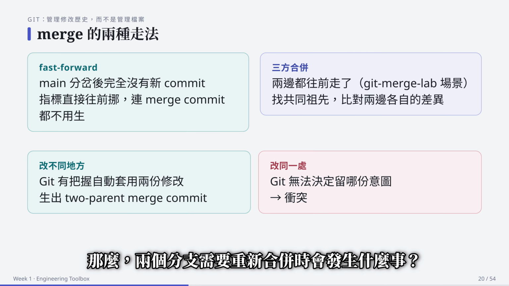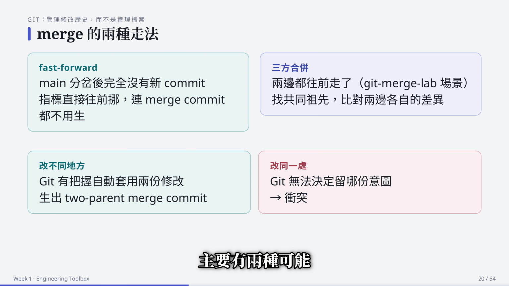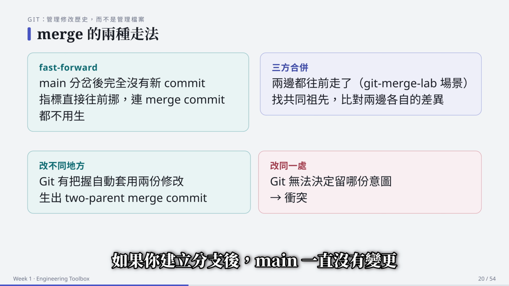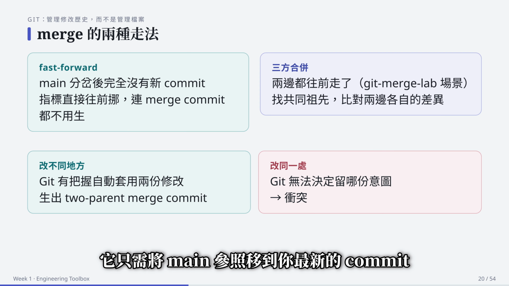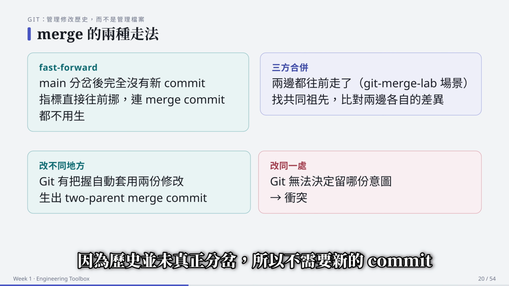So what happens when two branches need to come back together? There are two main possibilities. If main hasn't changed since you branched from it, Git can perform a fast-forward merge. It simply moves the main reference to your latest commit. No new commit is needed because the histories never truly diverged.